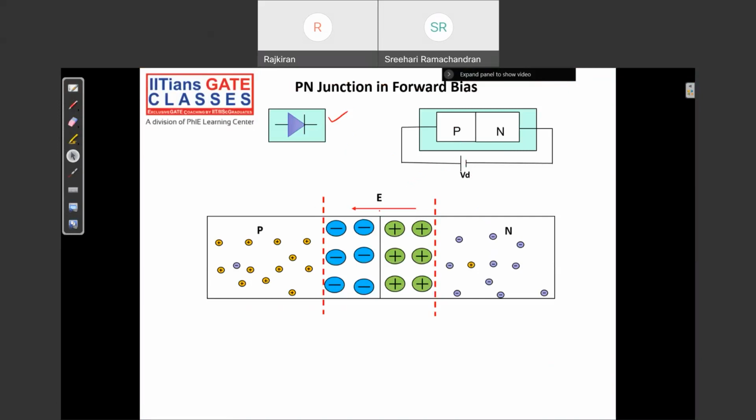This is my equilibrium picture. What will happen if I apply an external bias? It is giving one external potential, which causes an external electric field. This is called E external. So this is my built-in field, and this is the external electric field.